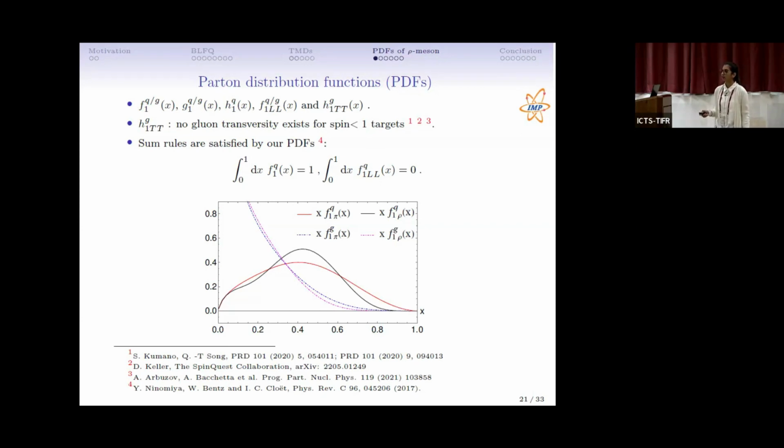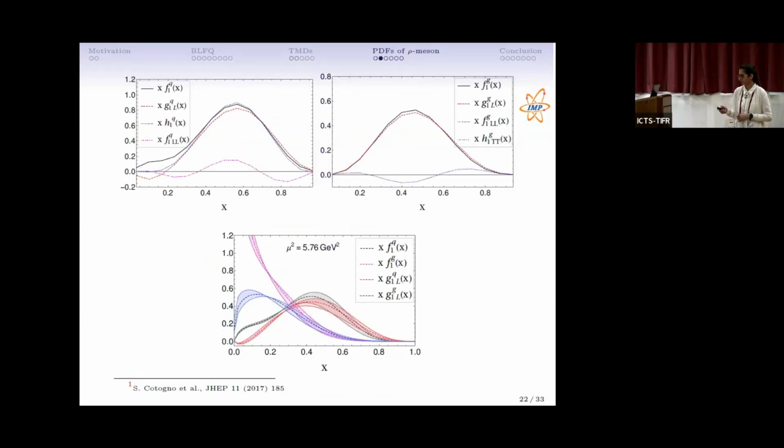Yeah, for the gluon, you see this is at the higher scale, like 5.76 GeV squared. So you see the gluon is showing the expected behavior. So these are all the PDFs for the gluon case at the initial scale. And this is for the gluon case. You see this F1LL is opposite in both the cases.